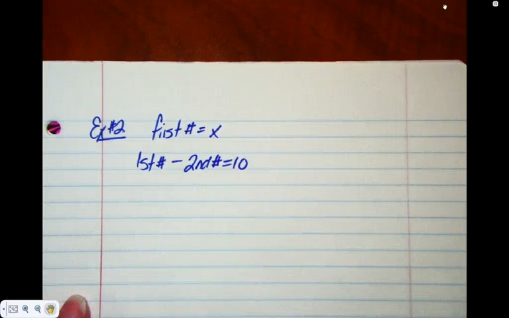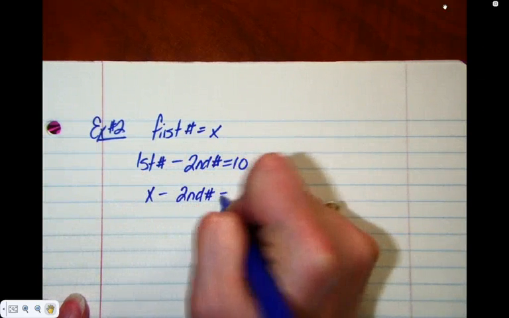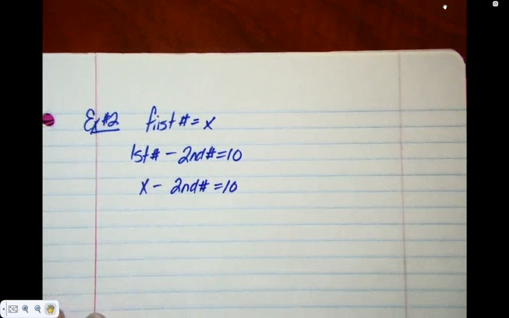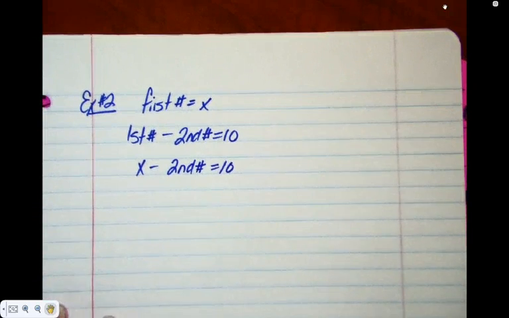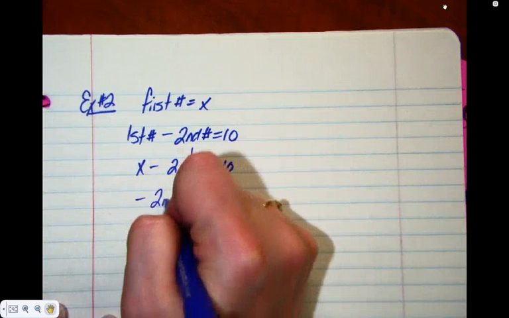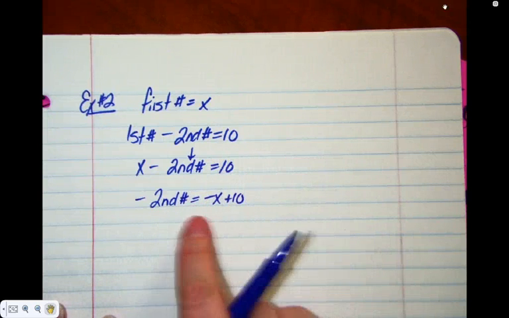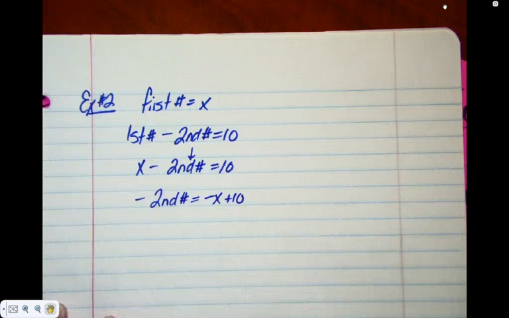What did we call the first number? I don't know what the second one is yet. I want to get the second number all by itself. So how do I get rid of an addition of x? Take away x. And I just like to put it in front. You don't have to. It's just the way my brain works.